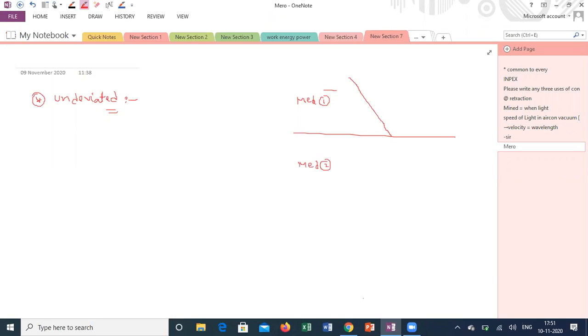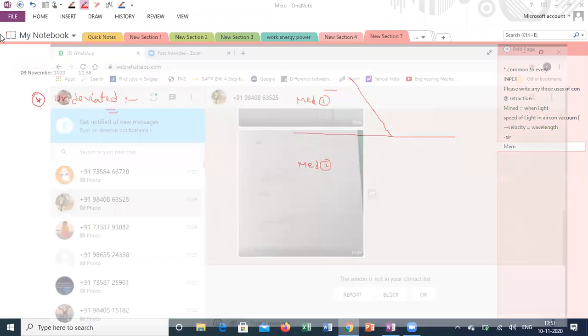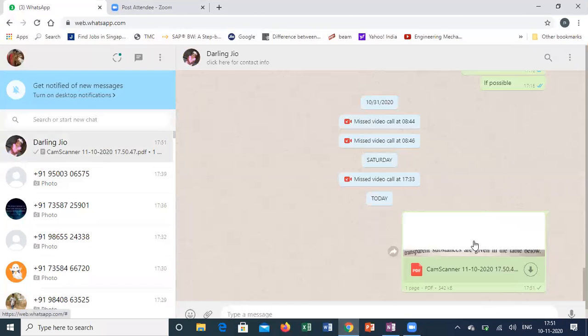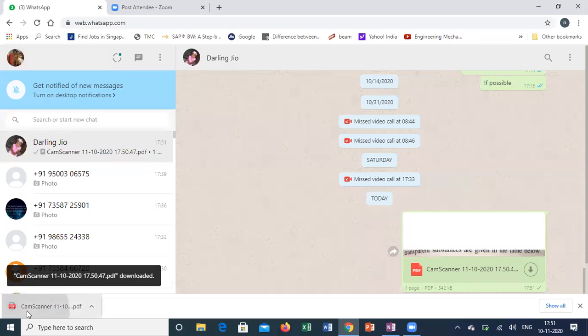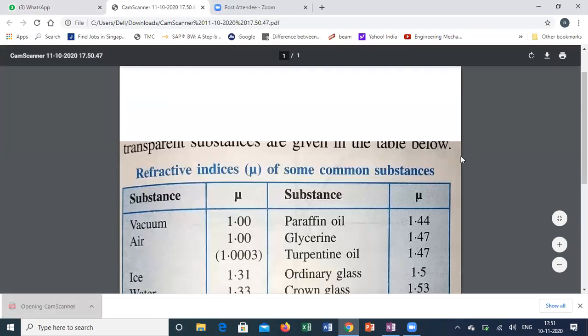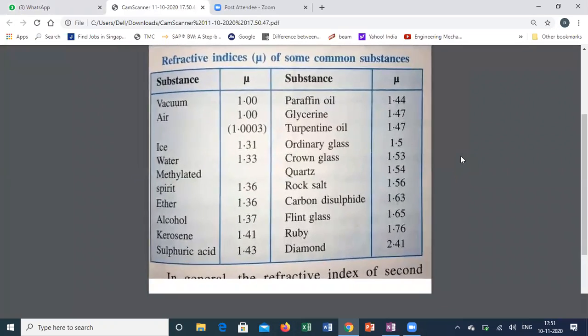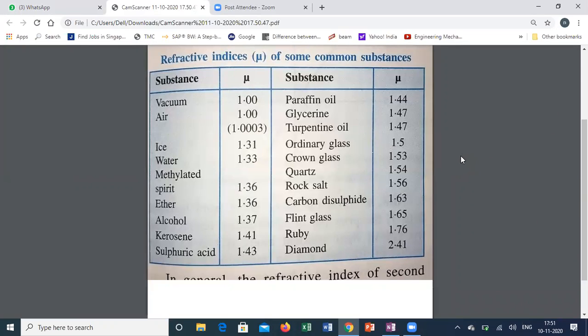As she said, the first condition is, see, by looking into this table, these are the different mediums with different refractive indices. For vacuum it is 1, air it is almost 1. That's the reason we consider air or vacuum, because air is 1.003. When it comes to ice and water, almost the same, 1.31 and 1.33. Methyl spirit 1.36 and ether also 1.36, alcohol 1.37, kerosene 1.41. So you can see different mediums. But if you see glycerin and turpentine oil, 1.47.